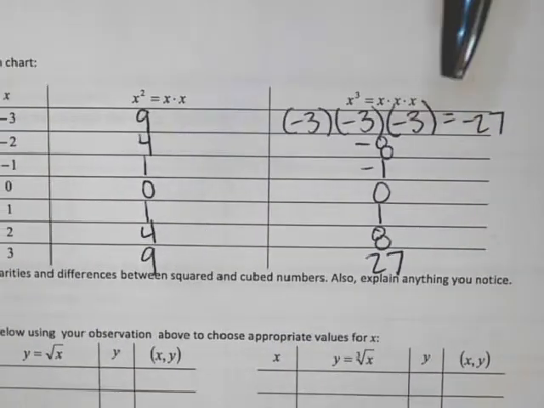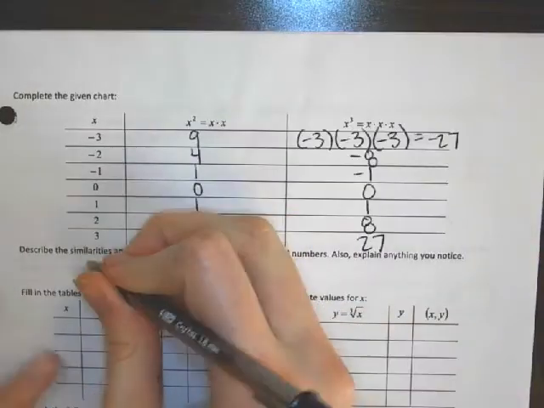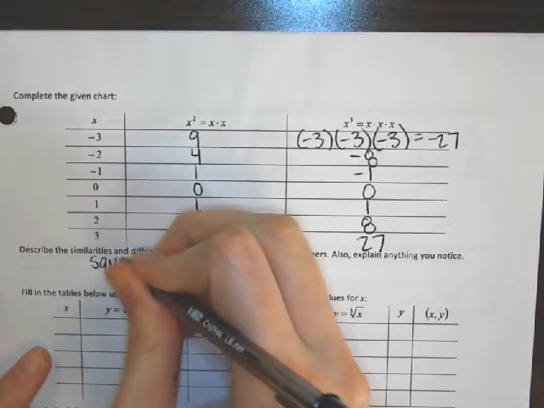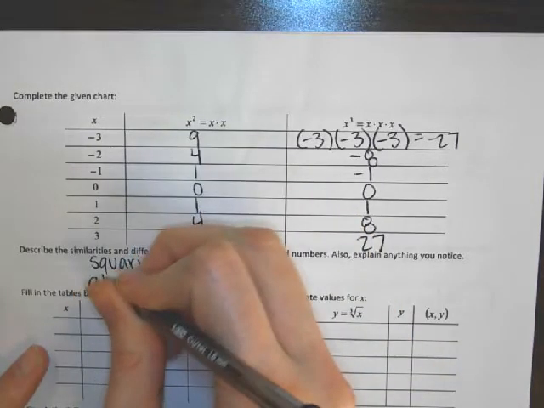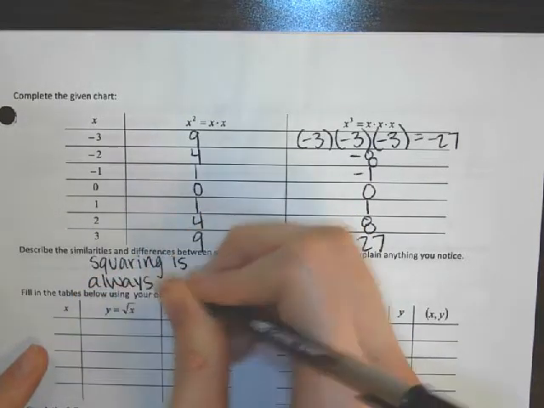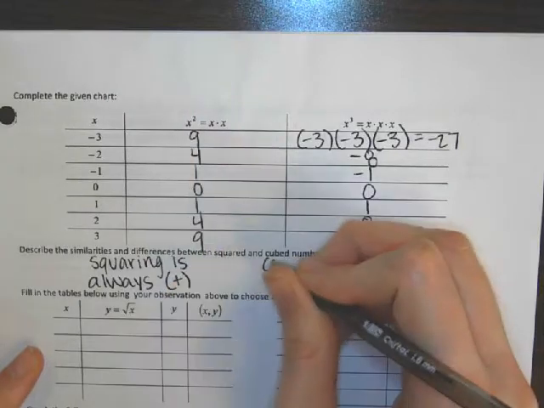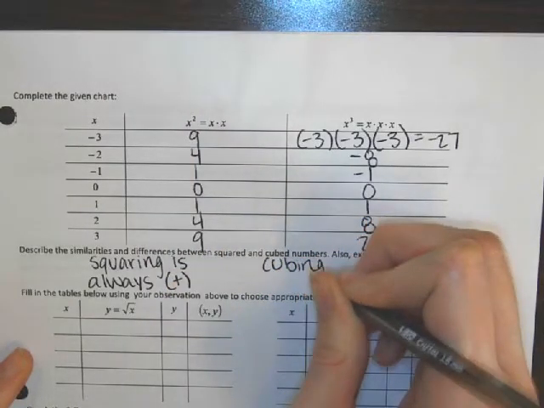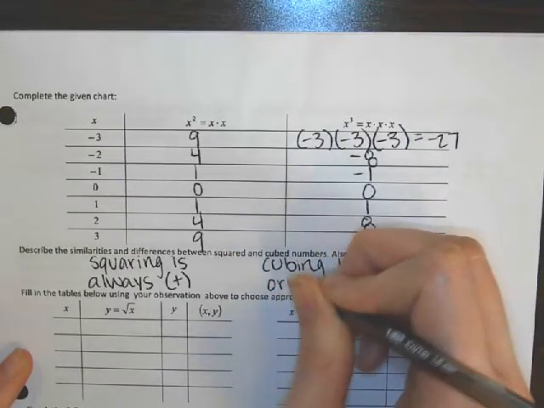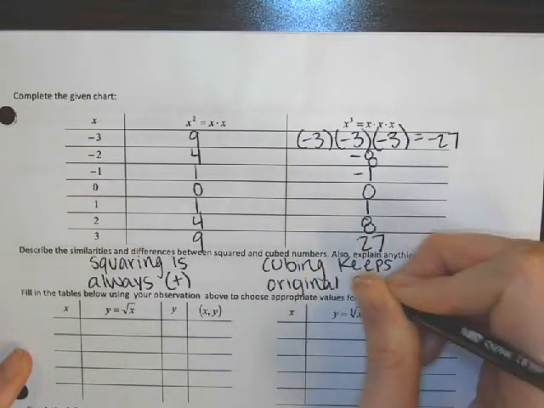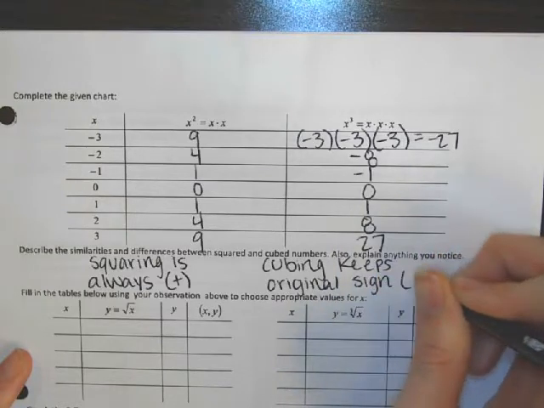Okay, now what happens? Well, we can write down that little note that we had. We said with squaring, it will always be a what? Positive. And cubing keeps the original sign, meaning positive or negative.